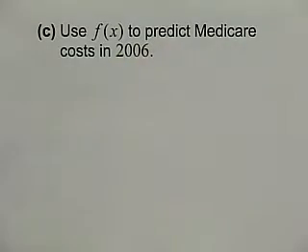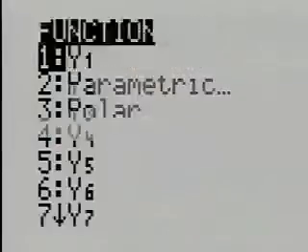In the last part, we're asked to use the function f of x to predict Medicare costs in the year 2006. In order to do this, you need to realize that the year 2006 corresponds to the x value x equals 6. Using the graphing calculator again, we'll find the function, which we have stored in the y1 variable, and evaluate it at 6. Finding y1 of 6 gives us the value 330.5. So that means that in the year 2006, the Medicare cost will be $330.5 billion.